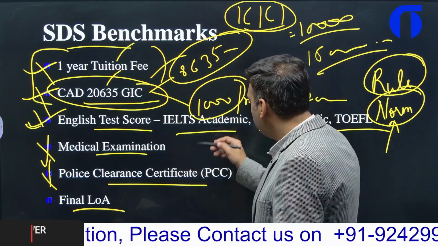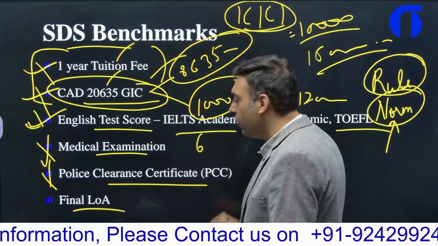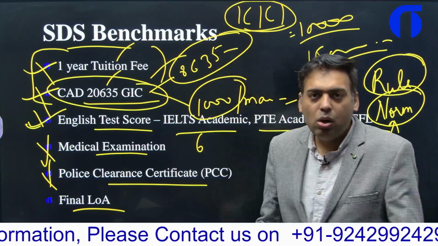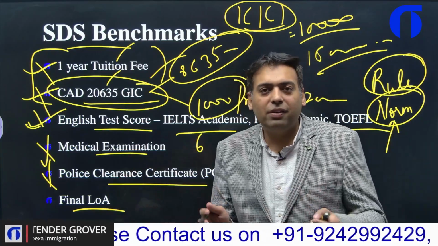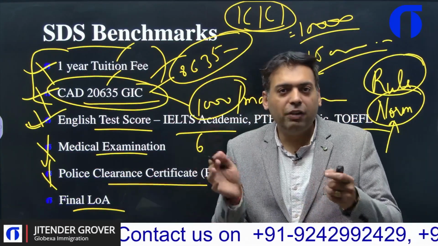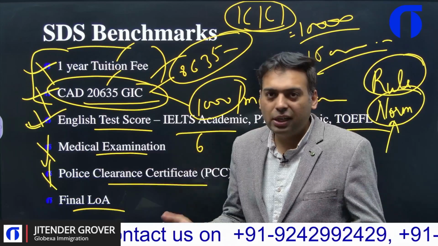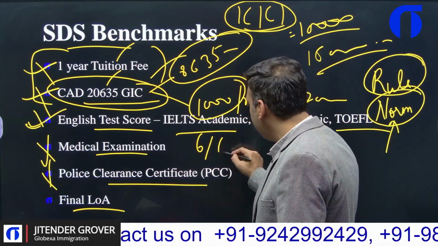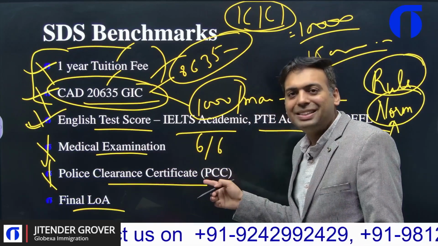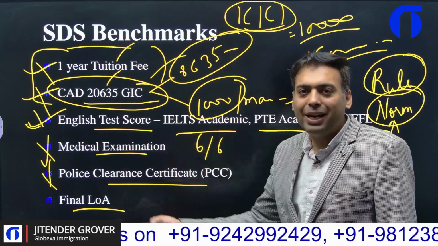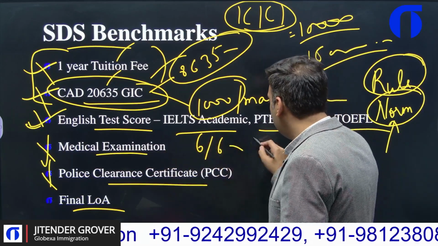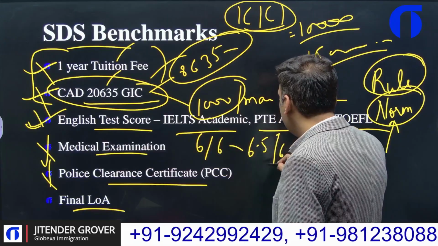And the benchmark score before the removal of the SDS category was overall 6. But now, as per the recent results, we are observing that if you are submitting an application with 5.5 or 5, most students are not getting a visa. So it is recommended that you submit an application with 6 in all modules. If the score is better than this, then it is always better. If it is 6.5, no less than 6, it is even better.